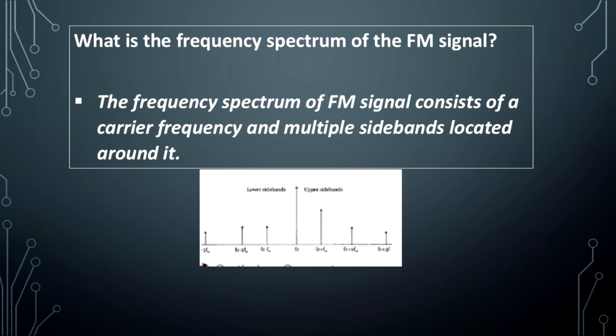What is the frequency spectrum of the FM signal? The frequency spectrum of FM signal consists of a carrier frequency and multiple sidebands located around it.